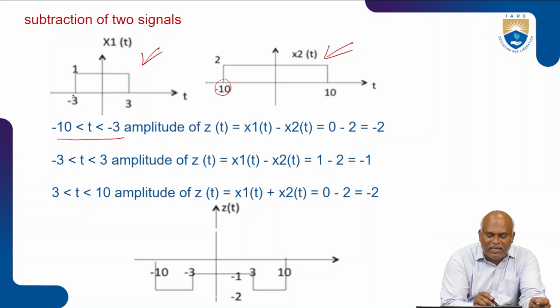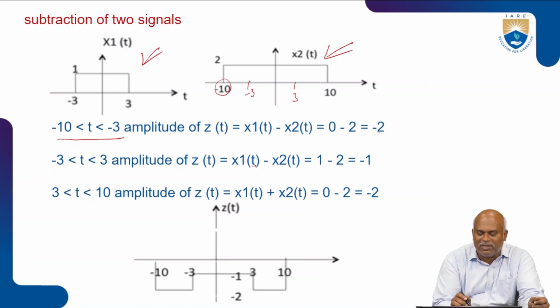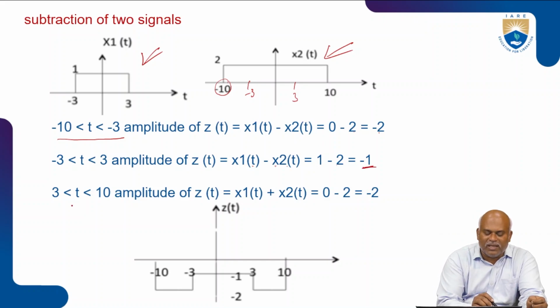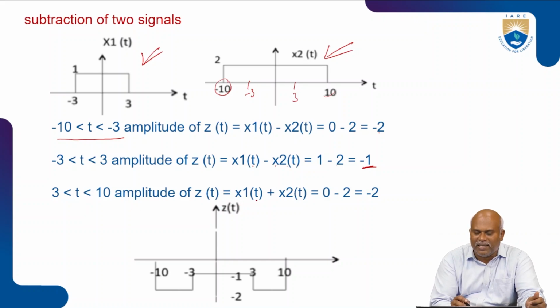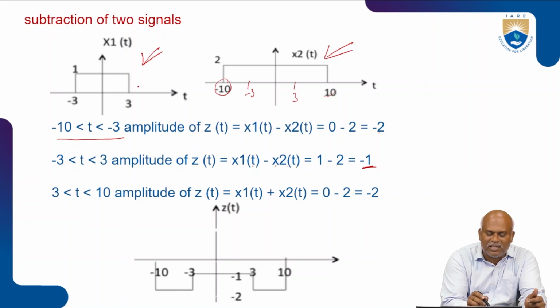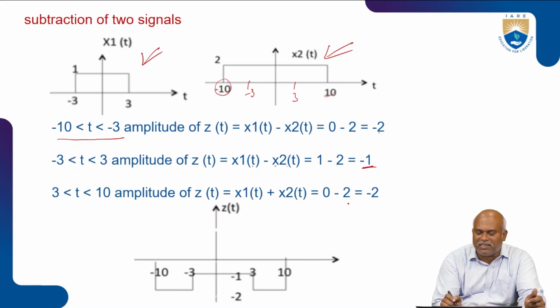Next, this is minus 3 to plus 3. For minus 3 less than t less than 3, amplitude of z of t is equal to x1 of t minus x2 of t as a subtraction case. 1 minus 2 equal to minus 1. Next, the remaining portion is plus 3 to 10. For 3 less than t less than 10, amplitude z of t is equal to x1 of t minus x2 of t. Here this portion is 0, and 0 minus 2 equal to minus 2.